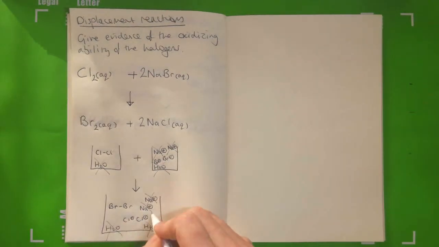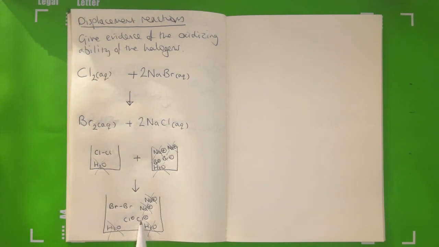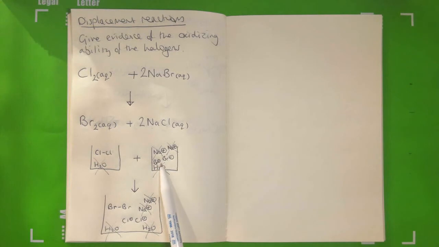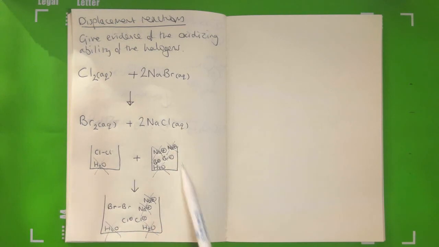Everything else has changed. Here we've got a chlorine diatomic molecule, and we've broken that chemical bond there to produce 2 Cl- ions. Here we've got 2 Br- ions, and we've formed a chemical bond to make a bromine molecule. So what I can do is write down an ionic equation to represent what's going on here.